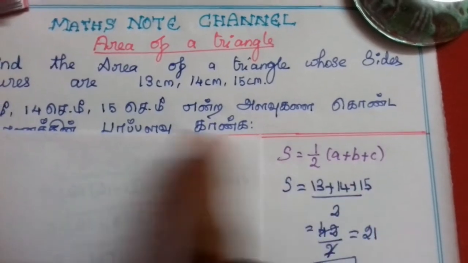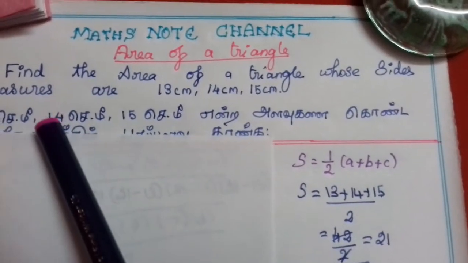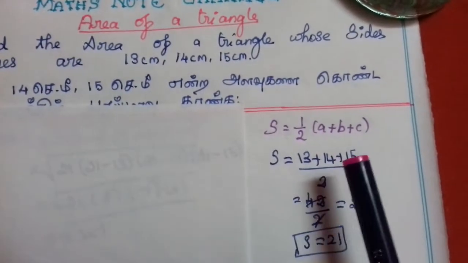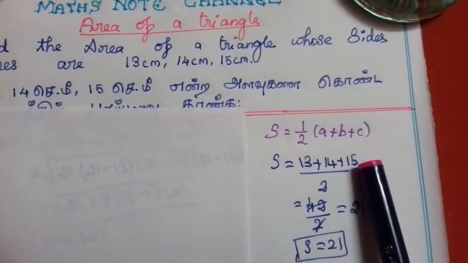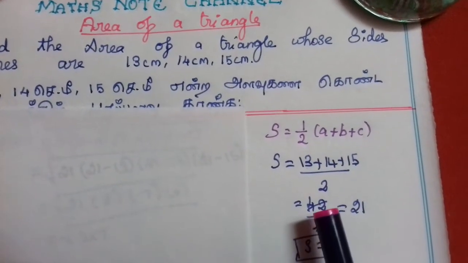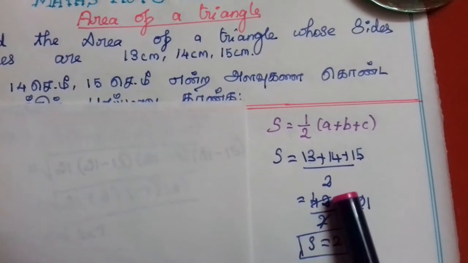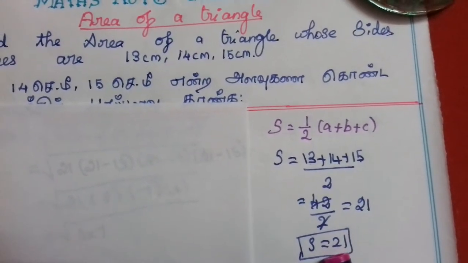Then a is 13 centimeter, b is 14 centimeter, then c is 15 centimeter. So 13 plus 14 plus 15 divided by 2. Then we can add these. Then answer is 42. 42 by 2 is, we can cancel, 2 into 21 is 42. So s is equal to 21.